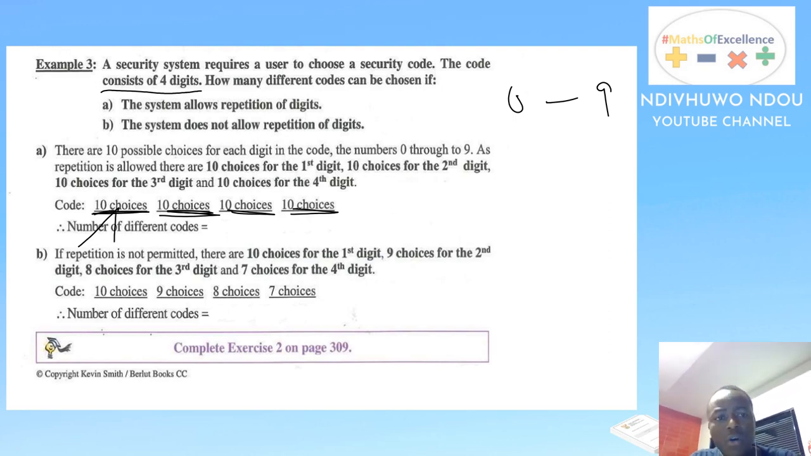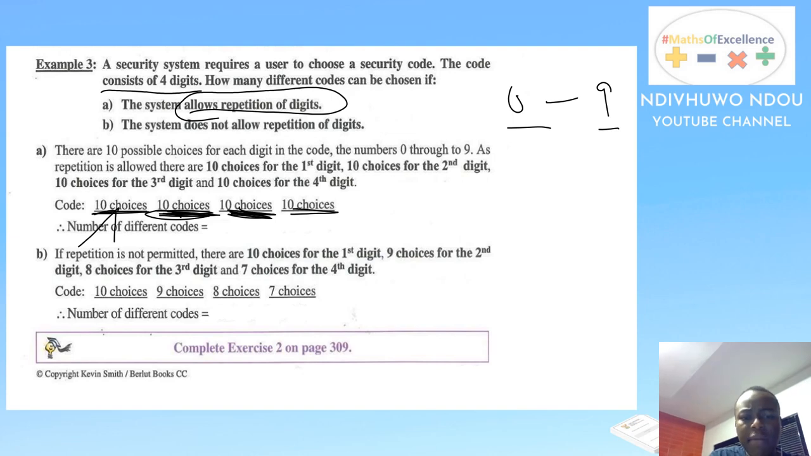Do you understand? So because the system allows repetition of digits, look at this statement, the system allows repetition of digits. It means that because you have chosen any of the digits from 0 to 9, it's 10 of them. It means you can still repeat and use the same digit that you have chosen previously in the second space, right? So it means you still have how many choices? 10 choices. You can choose any digit from 0 to 9. You can also choose any digit on the third space. You can choose any digit from 0 to 9. On the fourth space, you can choose any digit from 0 to 9.